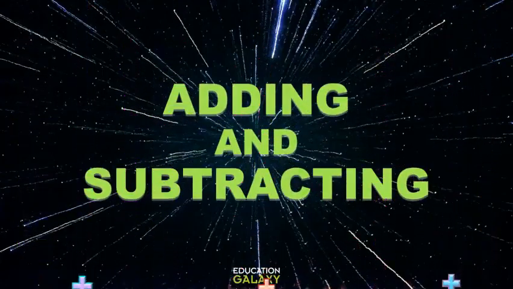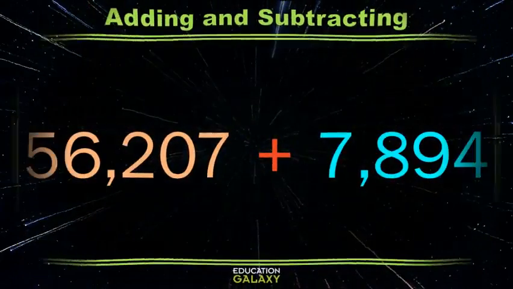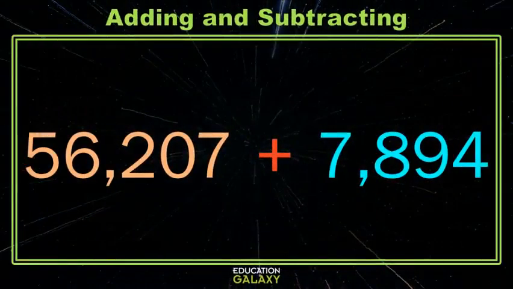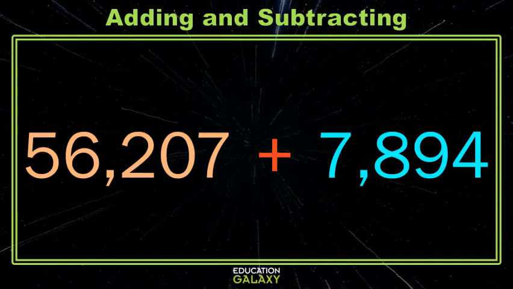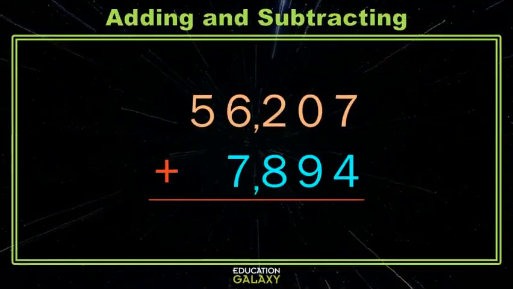Let's start by adding a couple big numbers. When we add multi-digit whole numbers, what do we want to do first? We want to line them up by place value. Then, starting in the ones place, we shall add. 7 plus 4 is 11.